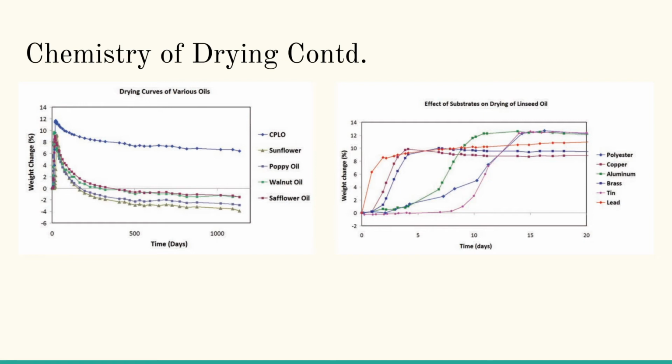Pigments can also have an impact on paint drying time. The graph on the right displays how the presence of lead and other metals can influence the process. Finally, environmental conditions can influence oil paint drying. For example, auto-oxidation appears more prevalent at lower humidity.